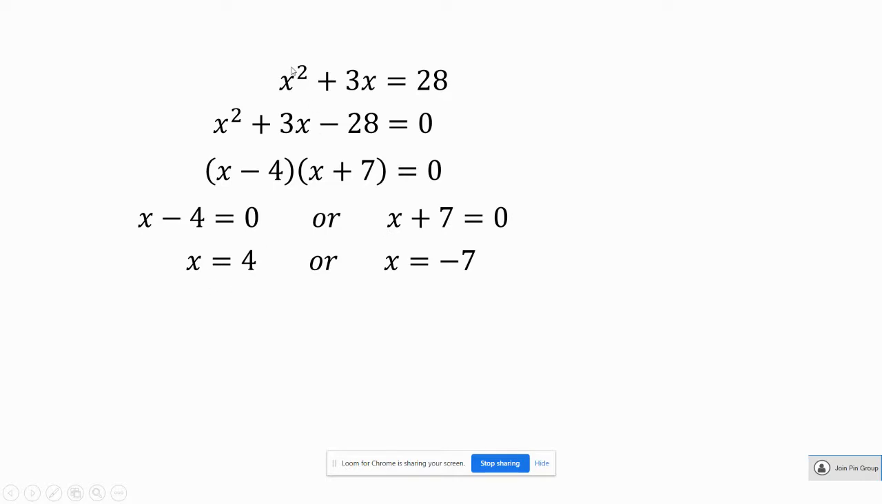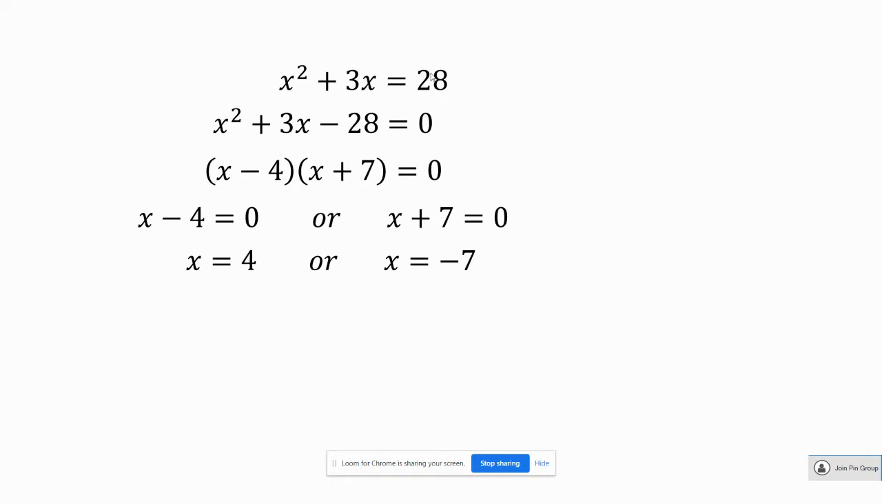And you can check them in your original equation. 4 squared plus 3 times 4, so 16 plus 12. Yep, that's 28. Minus 7. So minus 7 squared is 49. Take away 21. Yes, that's 28. So they're both correct solutions.